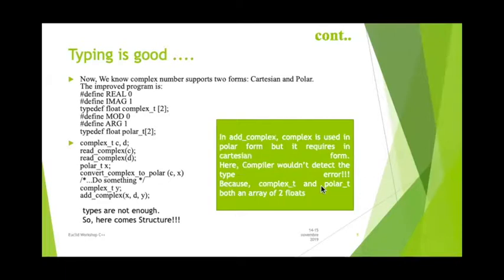And if we are using this kind of program here, now we are reading a complex number, we are defining polar, and we are converting complex to polar. Here we are converting C, this complex, to X, this polar, and doing something, and then adding these numbers. Here we are taking this polar X, but add complex is for complex number addition, and we are using X polar, complex D, and Y complex. Here the compiler is not going to complain about anything, even though we are using polar, because it's a float type. It's just a float array at 0 or 1, so it's not going to complain. So here is a kind of problem.